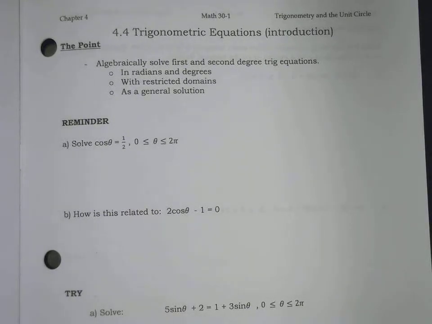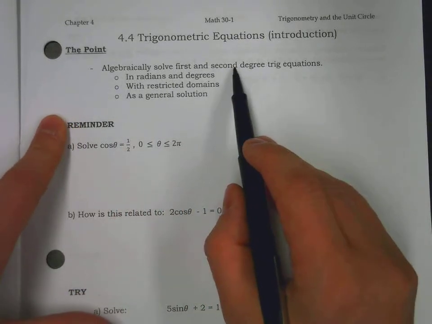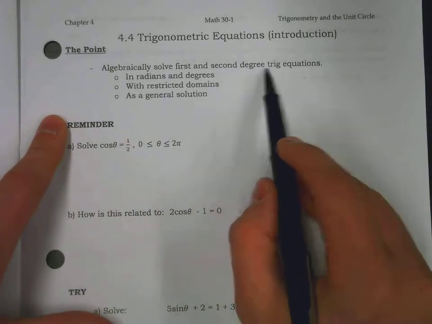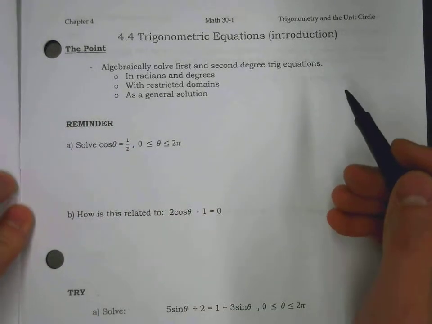Good day, Math 30-1s. We continue our discussion of Chapter 4 Trigonometry with trig equations, which essentially takes your 4.2 creation of the unit circle, which takes your 4.3 understanding of angles and ratios and their connection to the unit circle, and builds on top of that with solving equations that involve trig. So we are going to be algebraically solving first and second degree quadratic trig equations in radians and degrees with restricted domains and as general solutions.